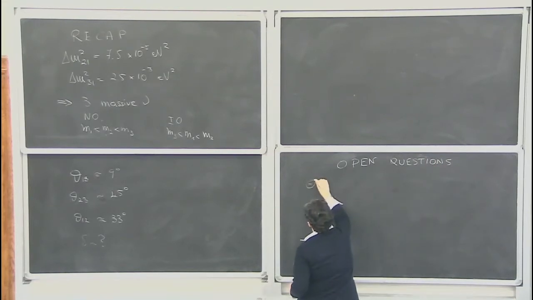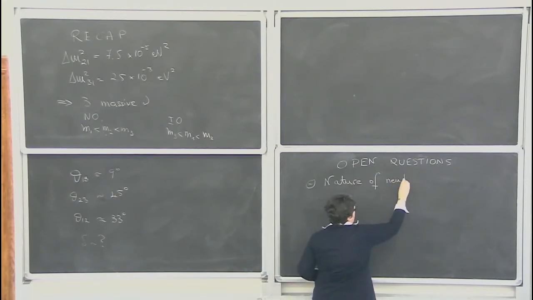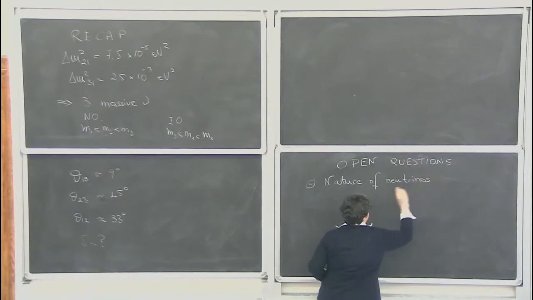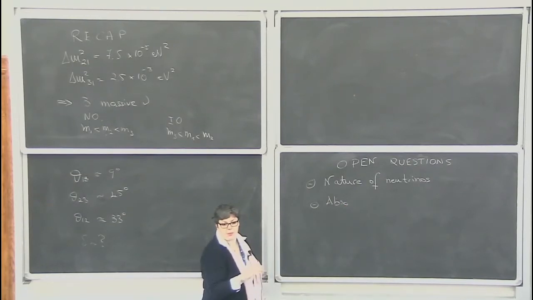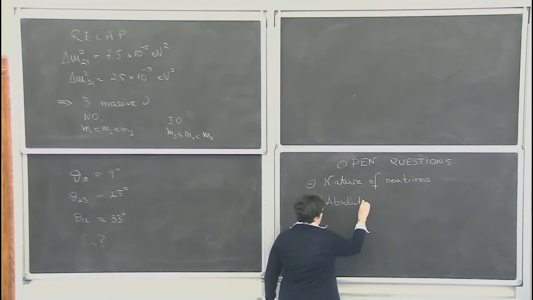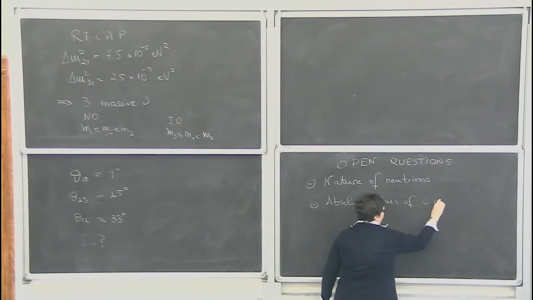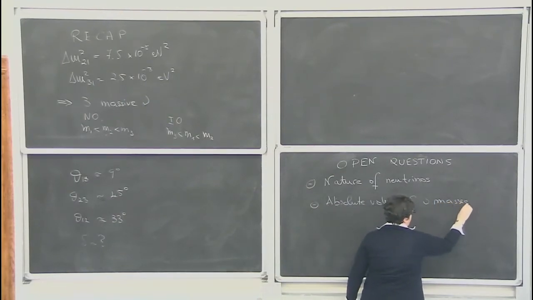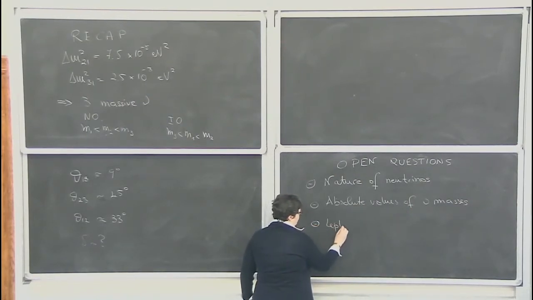So first of all, the nature of neutrinos, and I already discussed several times why I think this is really a crucial question in this area of research. Then the absolute values of neutrino masses, because so far we only know mass square differences, but we don't know the overall scale, and we don't know the ordering. And then I will discuss leptonic CP violation.